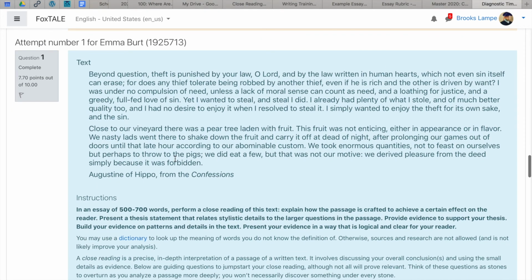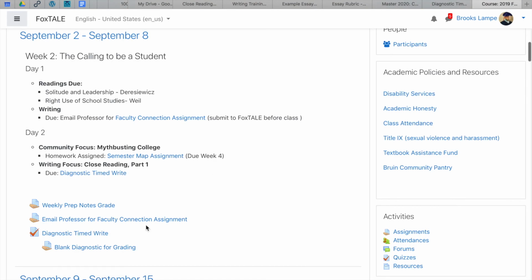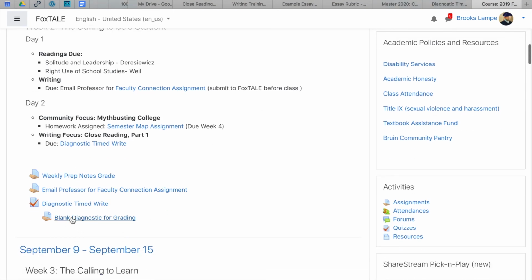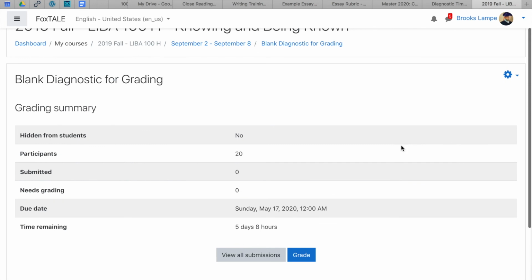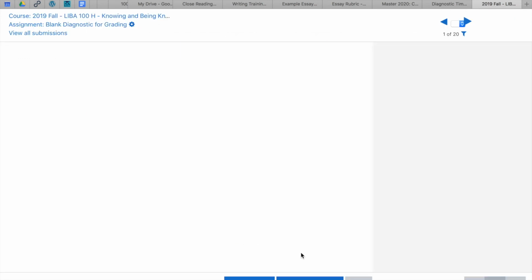Now, there is no rubric that we can attach to a quiz in Foxtail. So are you out of luck? Can you still use the rubric? Yes. The way to do that is I have created, or I will create, a blank diagnostic timed rate assignment that will be ghosted, unless you choose to make it visible because you want to use it, underneath the diagnostic timed rate quiz. In the blank diagnostic assignment, they are not going to submit anything. You're just going to use it as a way of filling out the rubric.